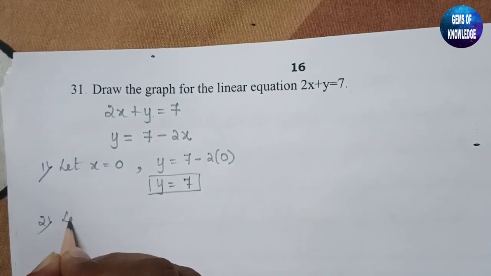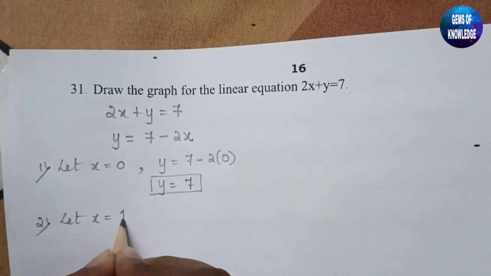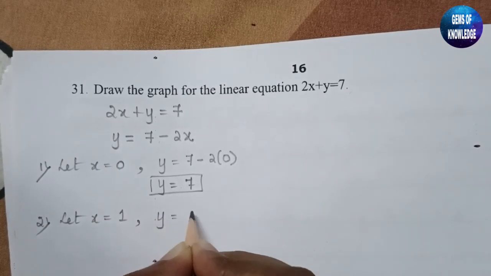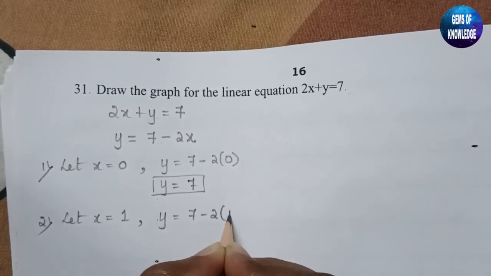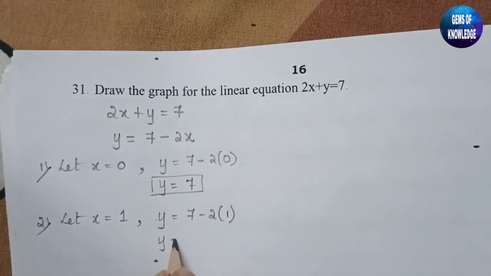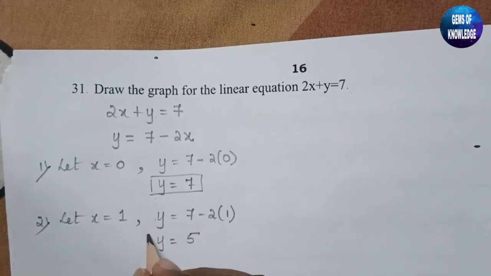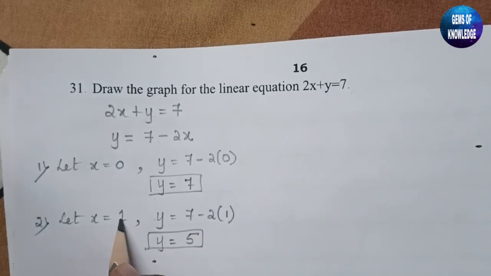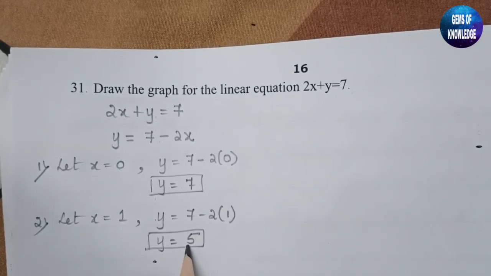Second step, let x equals 1. If we put that, then y equals 7 minus 2 into 1. We are getting y equals 7 minus 2, which is nothing but 5. So x equals 1 means we are getting y equals 5.